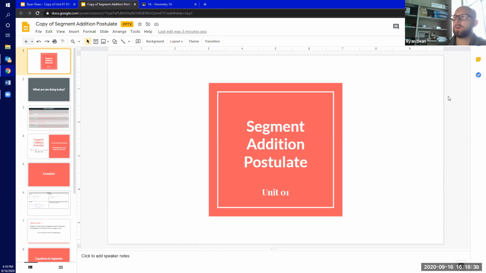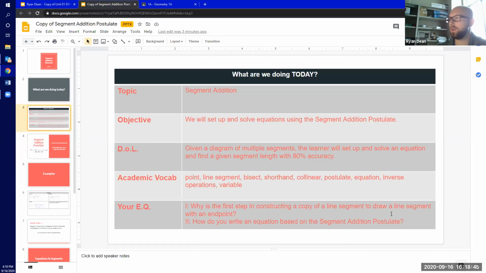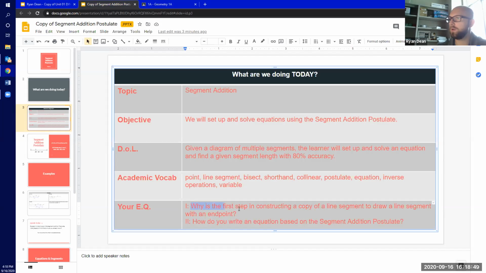Today we're going to be talking about segment addition postulates. So that is what we are going to be doing today. By the end of this lesson, you'll be able to answer these two questions here. Why is the first step in constructing a copy of a line segment?